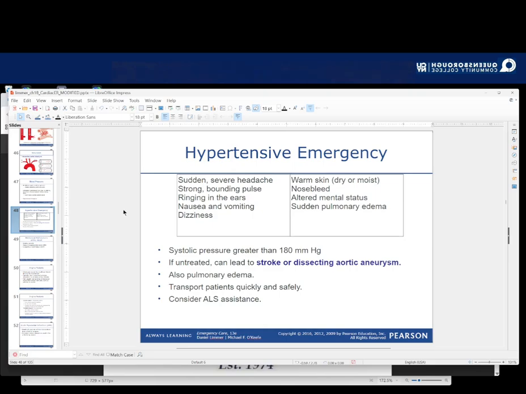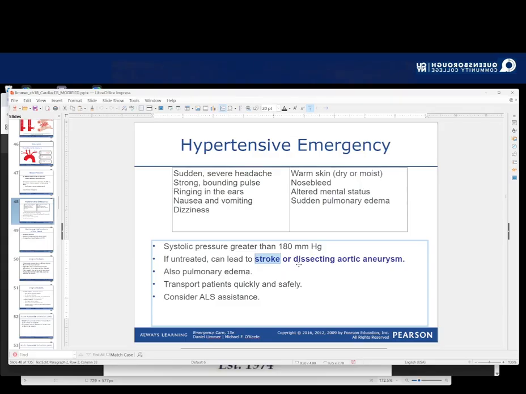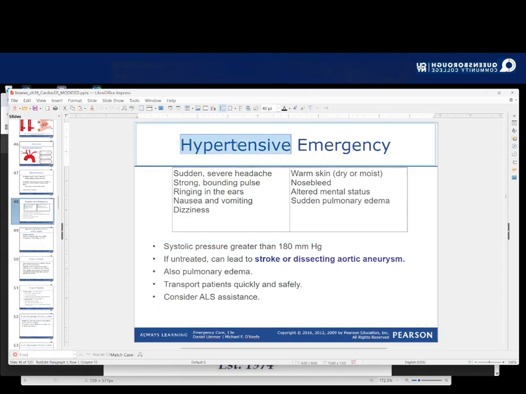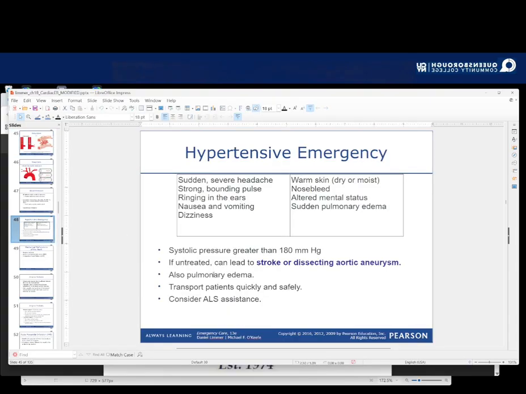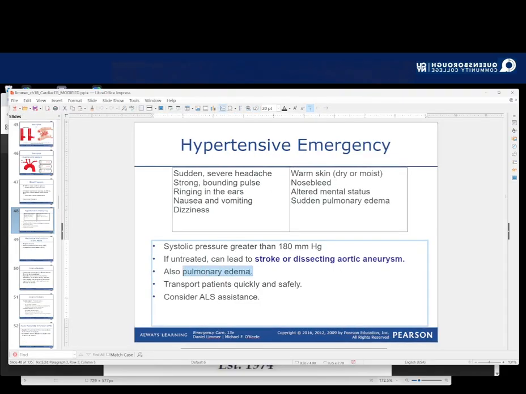Hypertensive emergencies could cause a burst aneurysm, but it can cause other problems like a stroke. And a stroke for hypertensive emergency is when there's a burst aneurysm or one of these things happens in the patient's brain, in their skull. Hypertensive emergencies can cause a pulmonary edema, so refer to the respiratory emergencies chapter for explanation of pulmonary edema. Anybody with a blood pressure greater than 180 systolic, it's a hypertensive emergency.